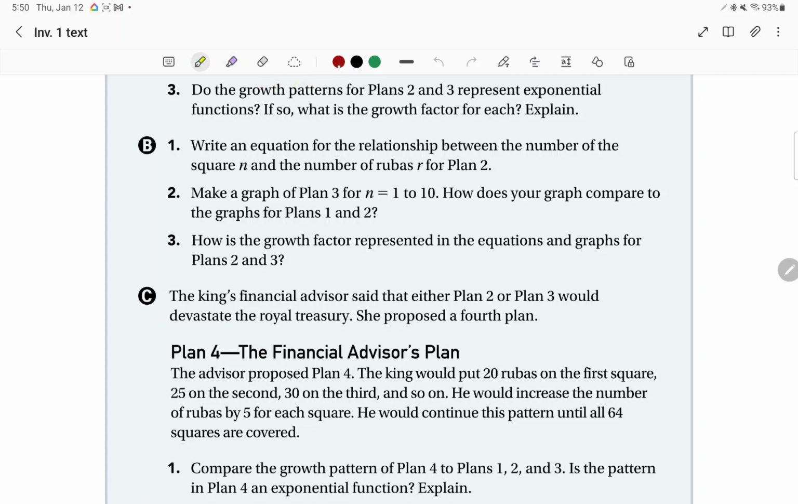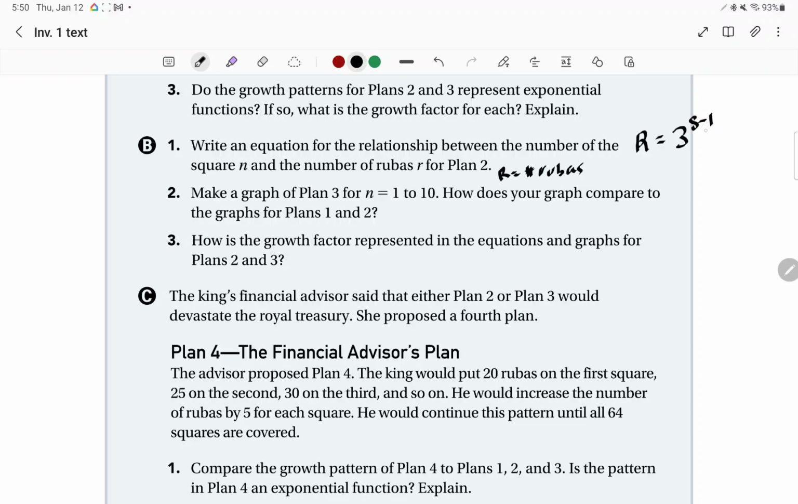So our equation for that one is going to be the number of rubas, which is r. So make sure you define this. So r is the number of rubas, is equal to 3, because that describes your pattern of change. That 3 is your growth factor, to the s minus 1.